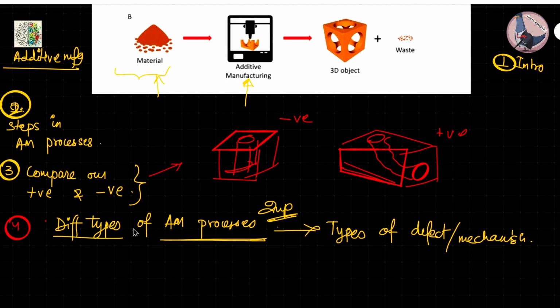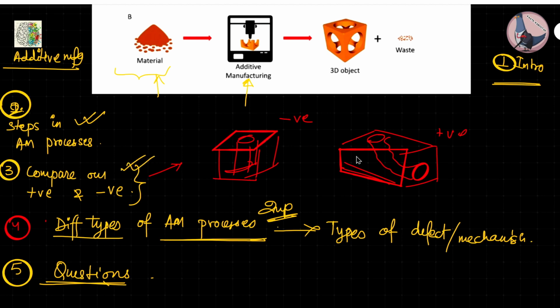And then at last, your fifth topic, we will take some questions, because I will give you an idea of how the questions can come. Fine, so this will be our layout. Our first one is intro. Second one will be the steps in AM processes. Third one, we will try to compare when and how, additive manufacturing versus subtractive, in which case you should use which one. Then different types of AM processes, and then at last we will take some questions.